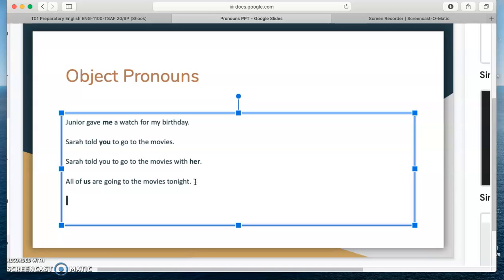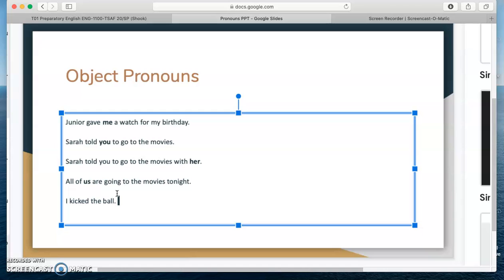I kicked the ball. Here, ball is the direct object of the sentence because it is receiving the action. The action, of course, being kick. I kicked the ball. I kicked what? The ball.